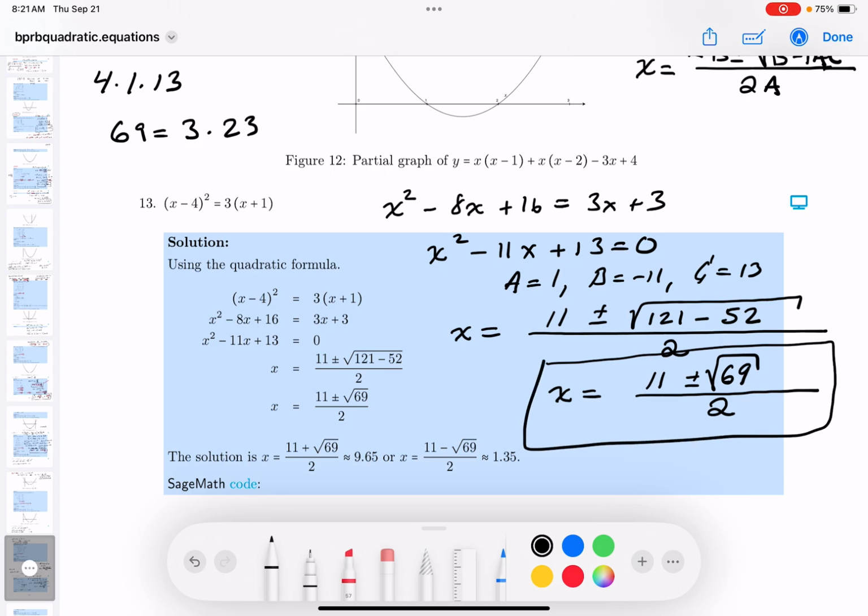Put a box on it. And of course, I want to look at the key, and I want to see if they listed that answer. And they did. It's x equals 11 plus or minus root 69, all divided by 2. We're good. Go to the next question. Thank you.